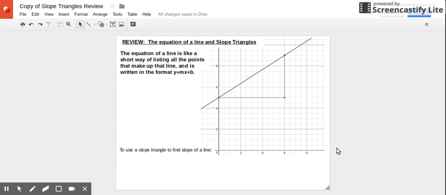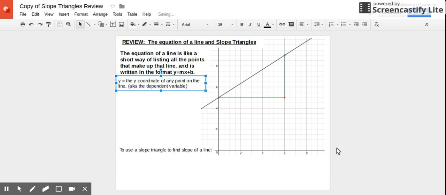This is a review of how to use a slope triangle to find the slope of a line. First, remember that the format of the equation of a straight line is y equals mx plus b. And this is a shortcut way to list all of the points that make up that line.